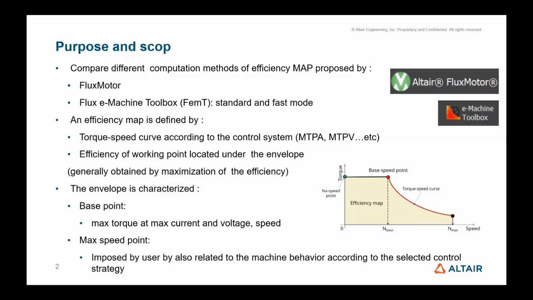Generally, this map is characterized by 2 points. The first one is the base point, the point in which we have the maximum torque and also the maximum current and voltage. The second characteristic is the maximum speed point. In this point, we have the maximum speed reached by the motor, and also we can see the different behavior of the motor in this point.